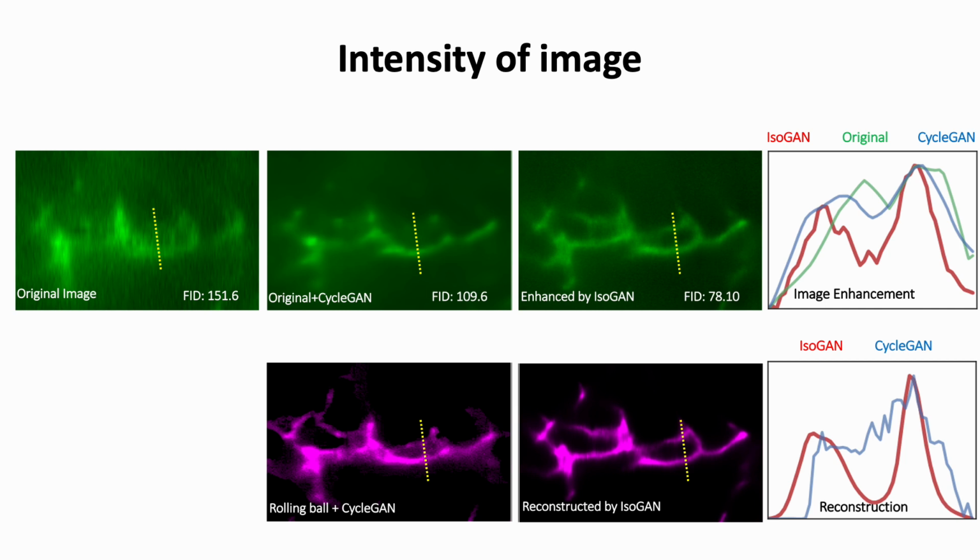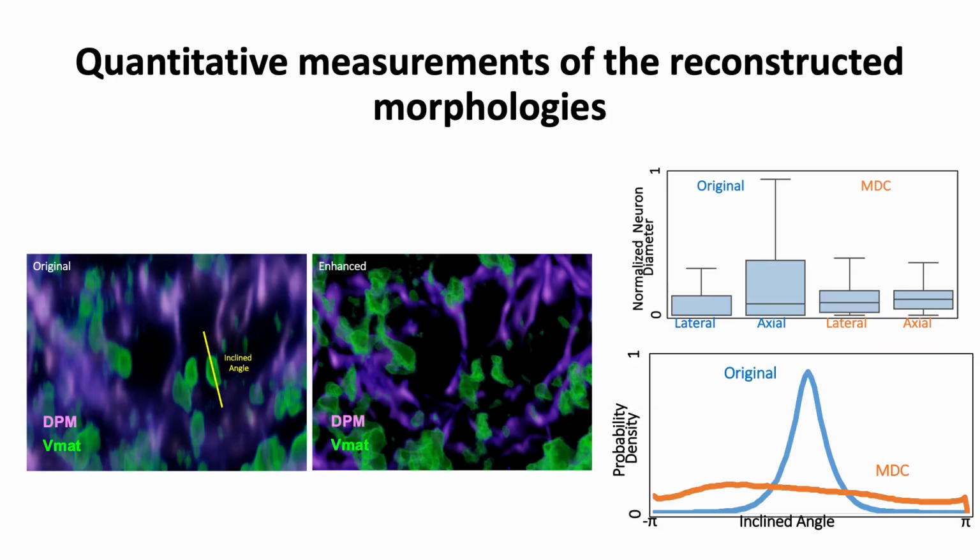So, this result demonstrated that using IsoGAN to enhance imagery leads to a significant improvement in the quantitative measurements of the reconstructed morphology. Then, we also see the reconstructed imagery can also support quantitative measurements of neurons and proteins.